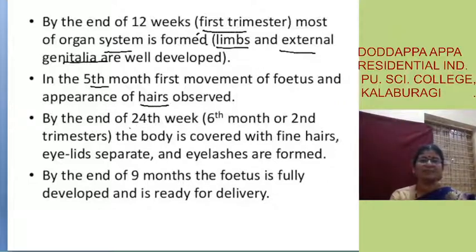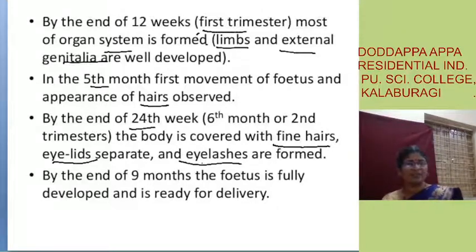Fine. By the 6th month, or you can say by the 2nd trimester, the body of the fetus is covered by fine hairs, the whole body. During the 5th month, usually the hairs first appear on the head. Fine. And eyelids will get separated. You will see the separation marking of the eyelids, and eyelashes are formed by the 2nd trimester. By the 6th month, all the features will develop in the baby. By the 9th month, the baby will get developed completely.